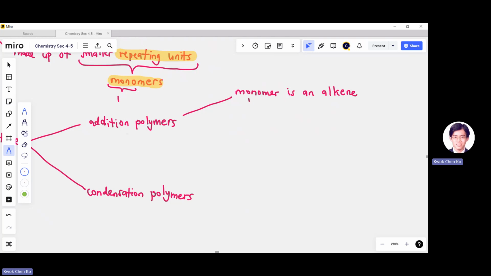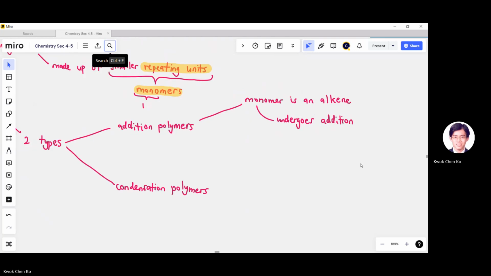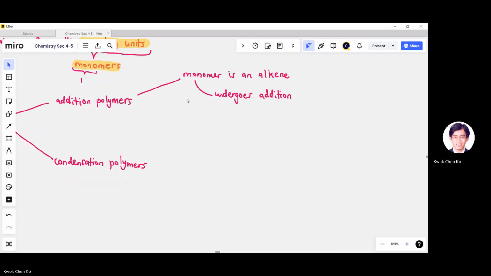So what happens is this monomer undergoes addition reactions. So take note, the name for this reaction is called polymerization. But it's also an addition. So it's called addition polymerization.